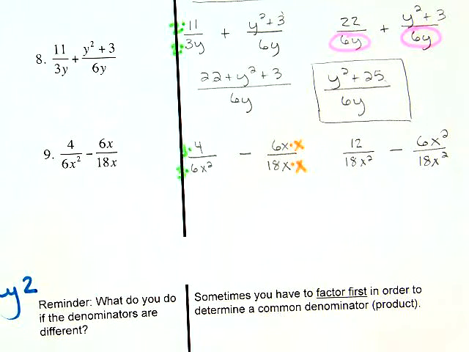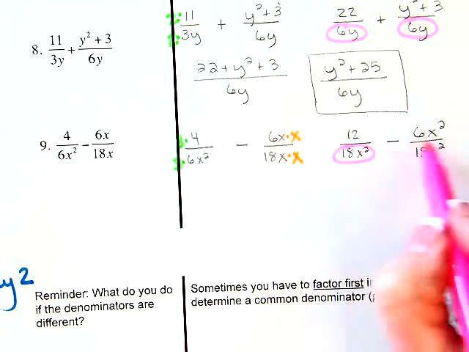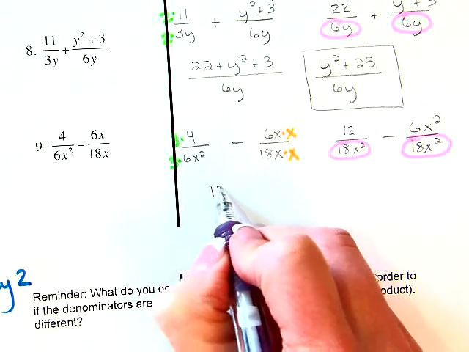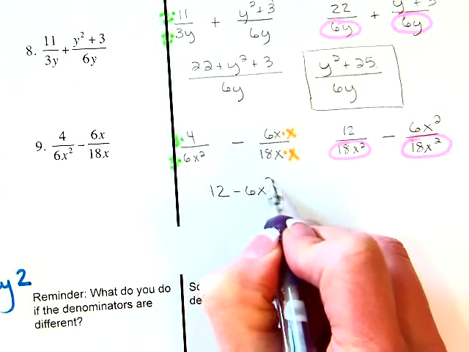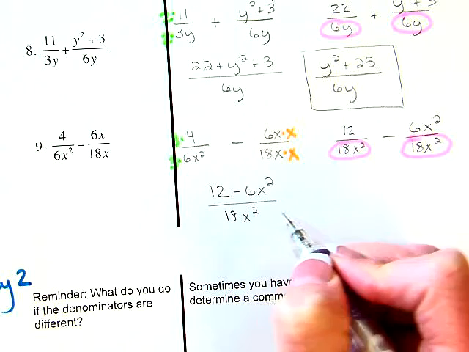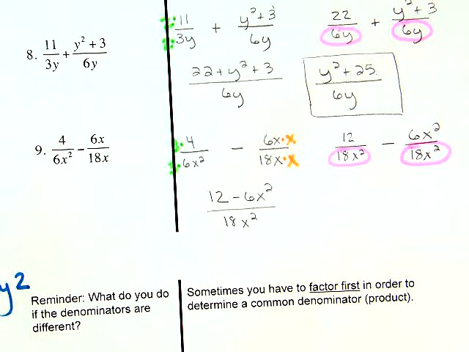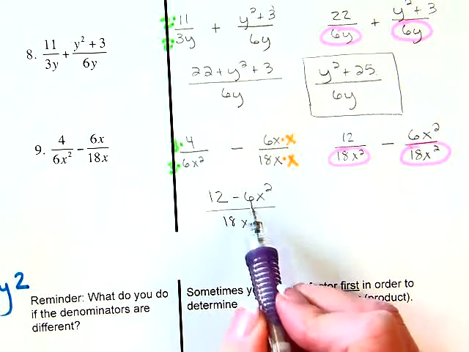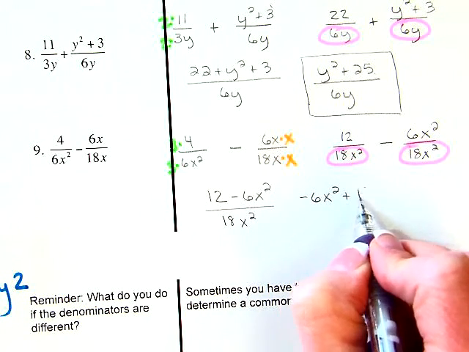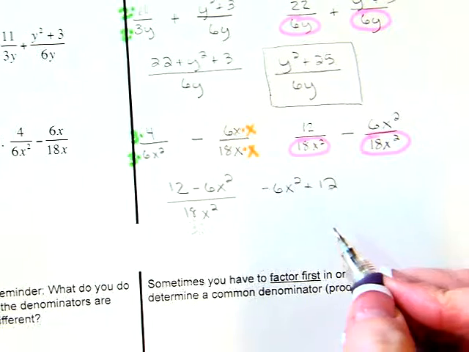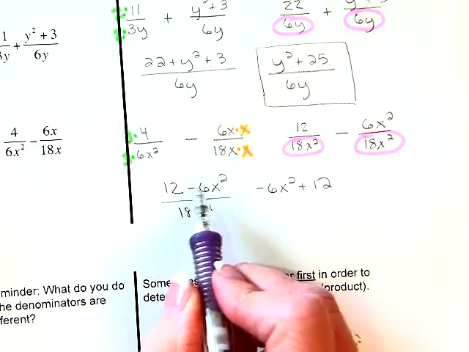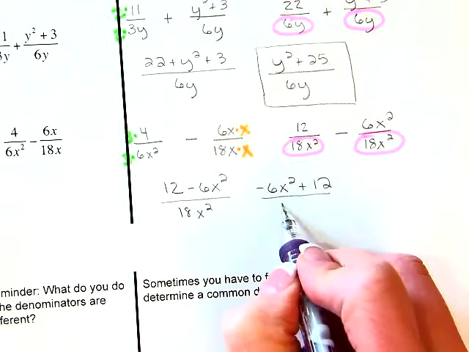And what I have is a common denominator. So I'm going to go ahead and combine the numerators, which looks like this: 12 minus 6x squared over 18x squared. Now, this one has a little bit more. A couple of things. One, I'm going to put the degree 2 term first, because that's how we normally write it. And that 12 is positive. The 6 is the negative coefficient there, over 18x squared.